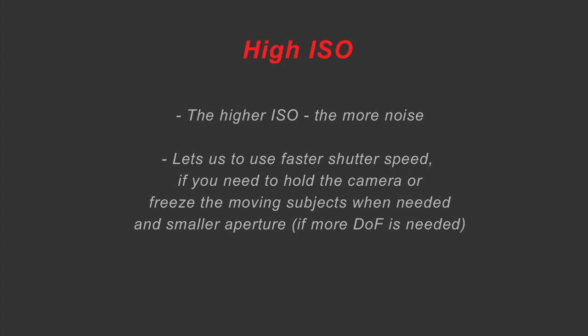We can also use a higher ISO while shooting at night. And as you know, the higher the ISO, the more noise you get. But if you watch my video about ISO, you can see that modern cameras, the newer cameras, perform much better with a higher ISO than older ones. The advantage of higher ISO is that it will let you use a faster shutter speed if you need to hold the camera or freeze the moving subject when needed, and a smaller aperture if more depth of field is needed.